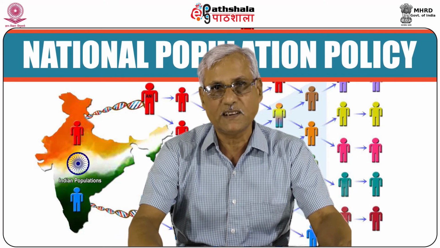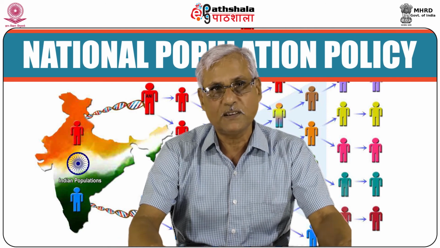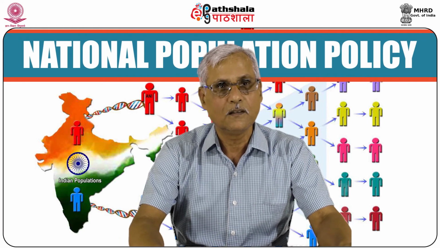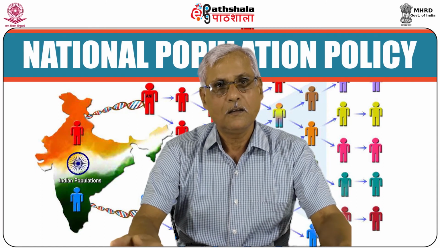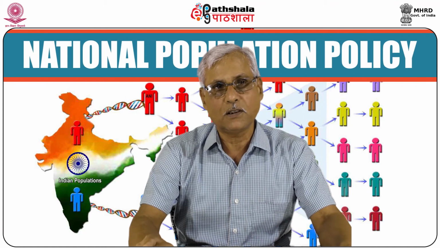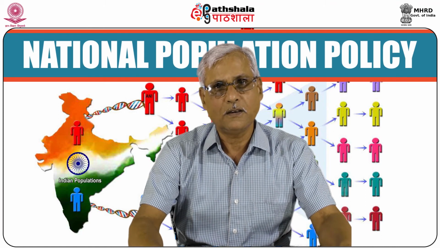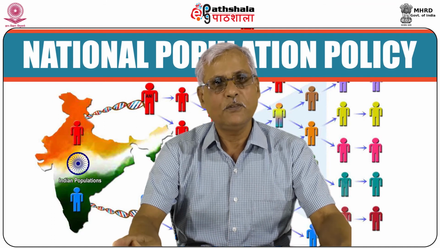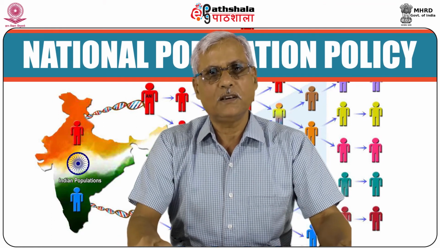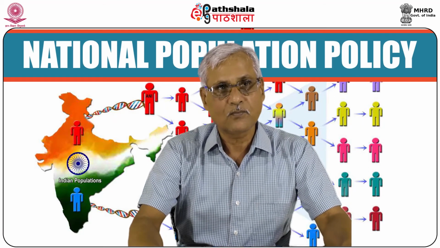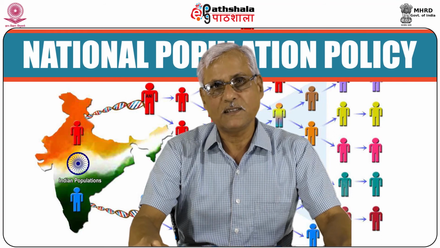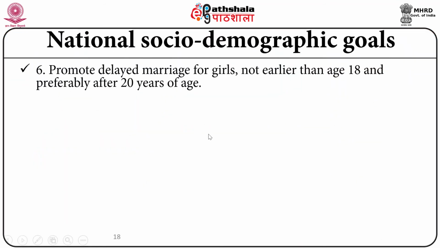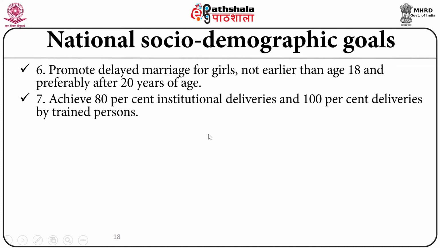Reduce dropouts at primary and secondary school levels to below 20% for both boys and girls. Reduce the infant mortality rate to below 30 per 1,000 live births. Reduce the maternal mortality rate to below 100 per 100,000 live births. Achieve universal immunization of children against all vaccine-preventable diseases. Promote delayed marriage for girls, not earlier than 18 and preferably after 20 years of age. Achieve 80% institutional deliveries and 100% deliveries by trained persons.